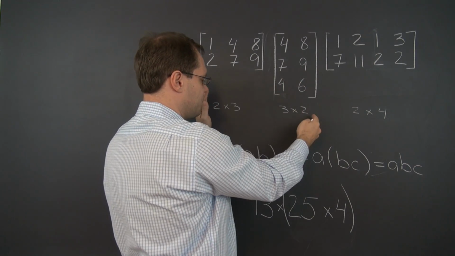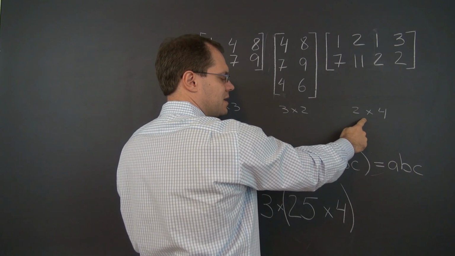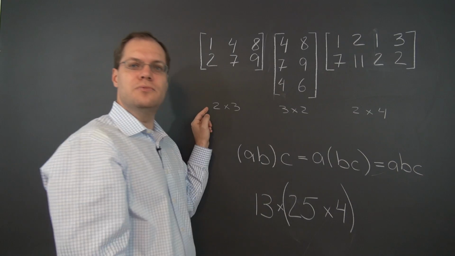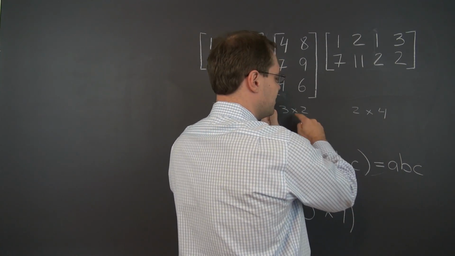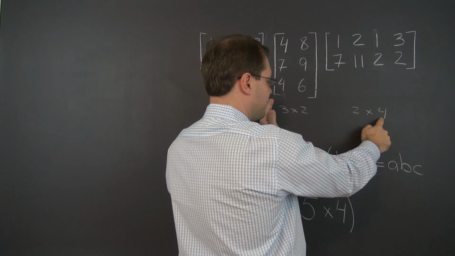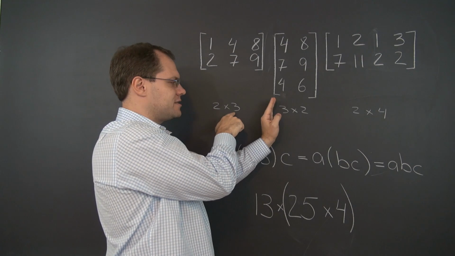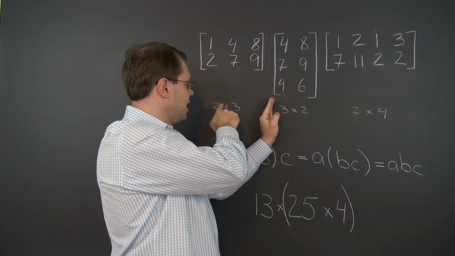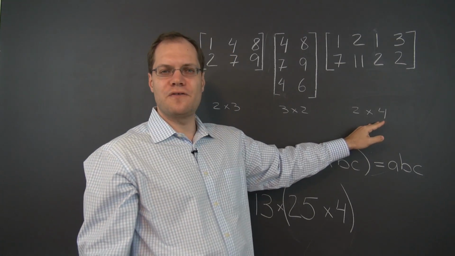If we did this product first, we would end up with a 2 by 2 matrix, which would then multiply a 2 by 4 matrix. That's compatible, and the result would be 2 by 4. If we did it in this order, the intermediate result would be 3 by 4, and that's being multiplied on the left by a matrix that's 2 by 3. So once again, compatible dimensions, and once again, the answer is 2 by 4. So this works out perfectly.